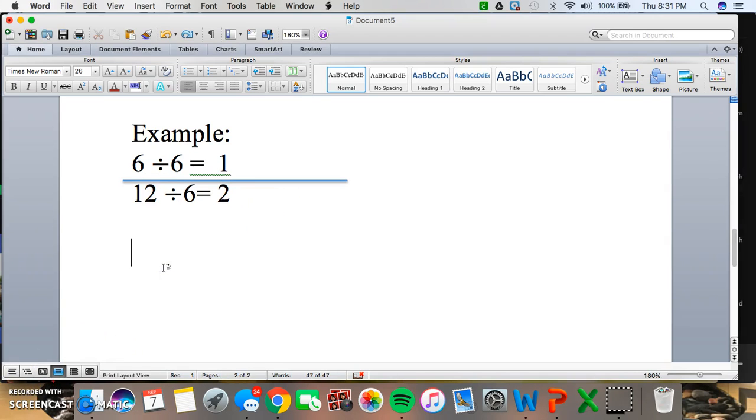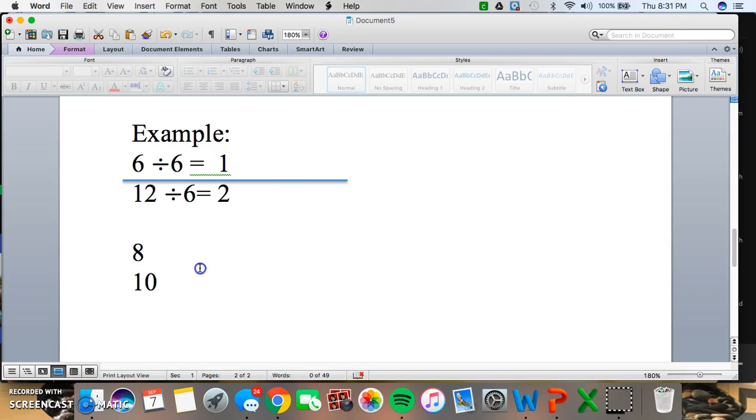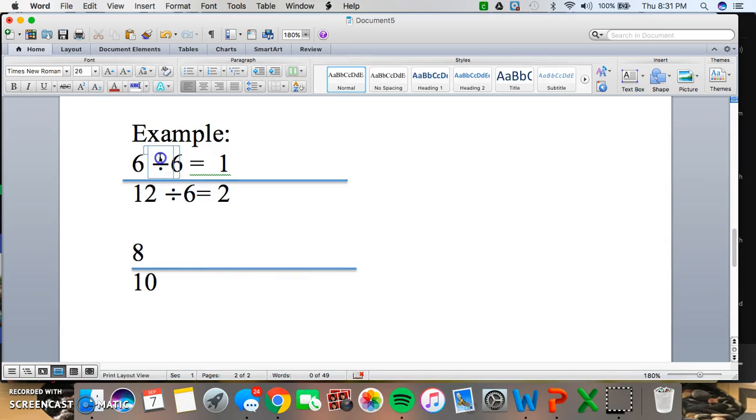The next example that we're going to do is 8/10. And once again, we will have this bar here. And now you guys are going to draw it so much better than this, just because it's hard to do on Word, as you may or may not know. So, for 8/10, what can you divide both 8 and 10 by to get it to the simplest terms? So think about that.